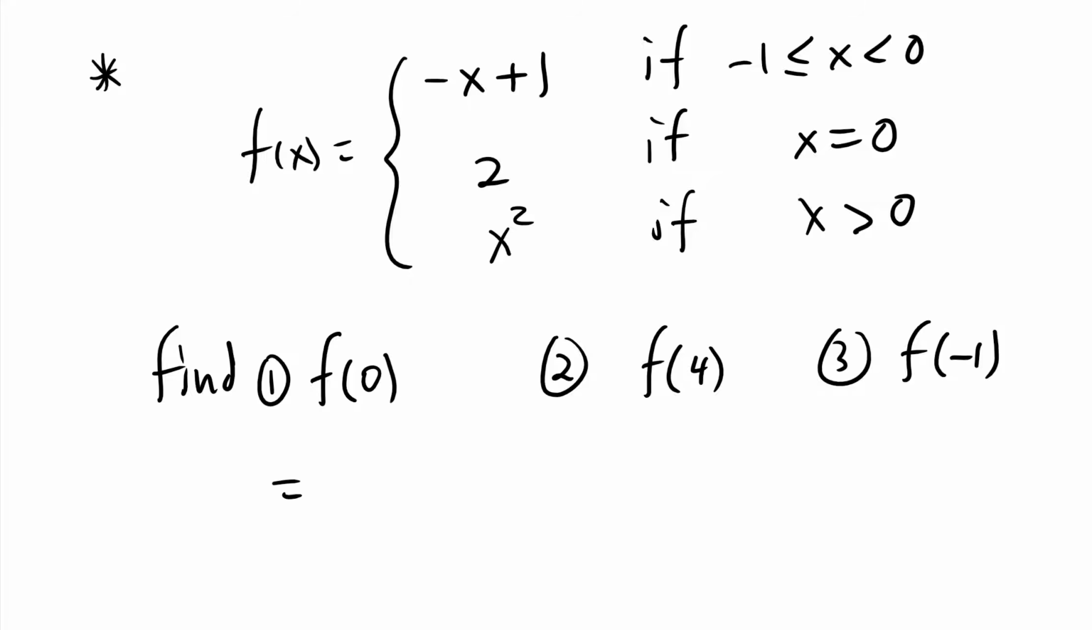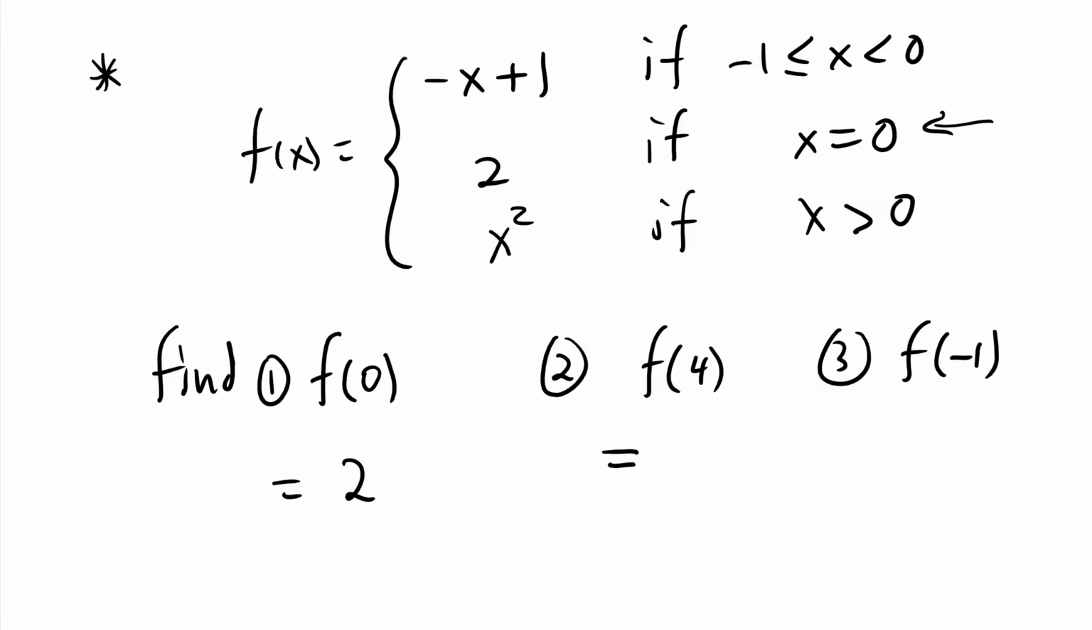So for f of 0, where do we substitute? The conditions are on the right side. The conditions are saying if x is from negative 1 to around 0, you use the first one. If x is 0, use the second one. If x is bigger than 0, use the third one. You can't use all at the same time. So for this one, it says x equals 0, so that matches the second one. So the y value would be 2, as it's given.